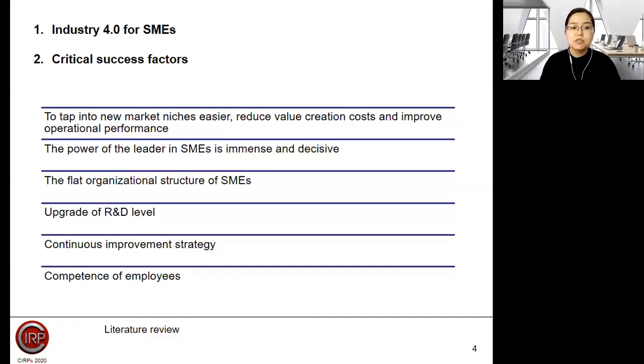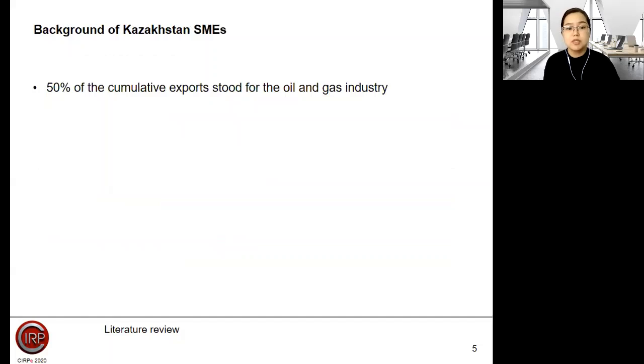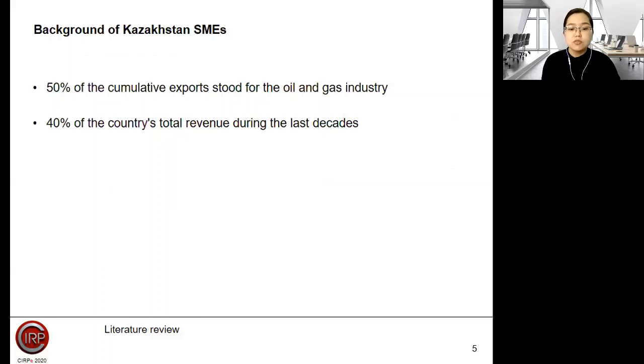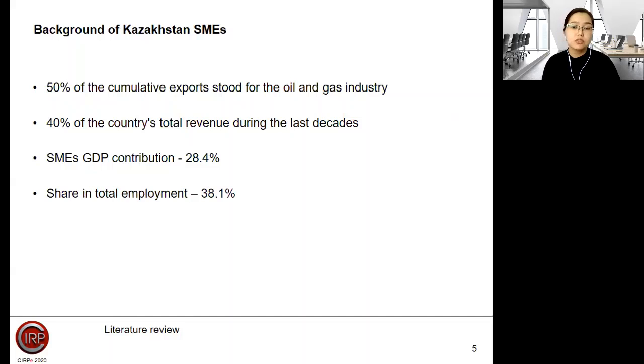And moving from general SMEs to Kazakhstan SMEs, let me introduce in short some main points. First of all, the Kazakhstan economy is heavily dependent on the extraction of natural resources, and more than 50% of the cumulative exports stood for the oil and gas industry, which accounted for 40% of the country's total revenue during the last decades. The other point: the total SMEs GDP contribution is around 28.4%, while the share in total employment is a little bit more than 38%.